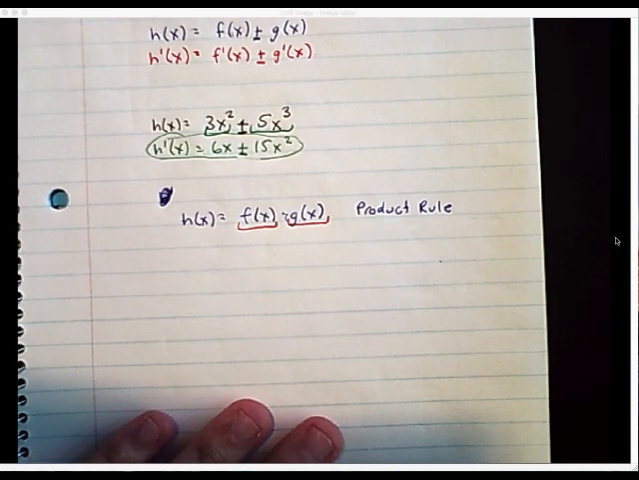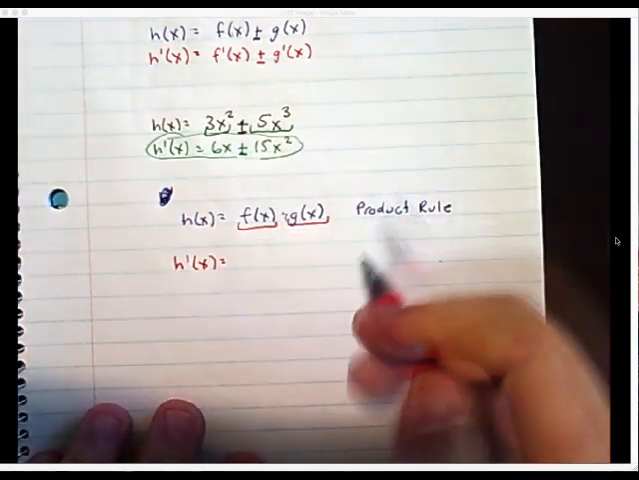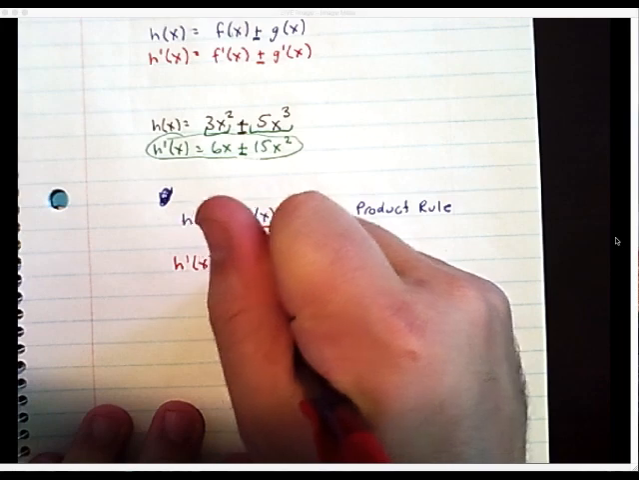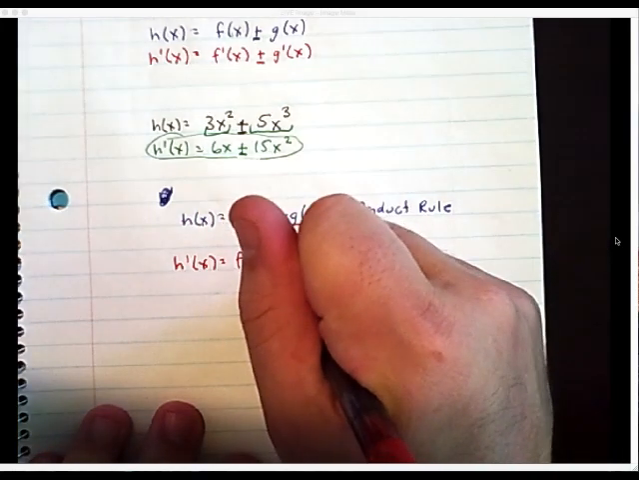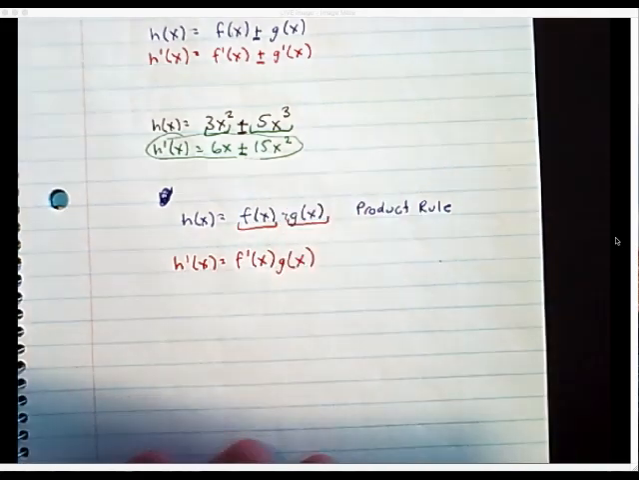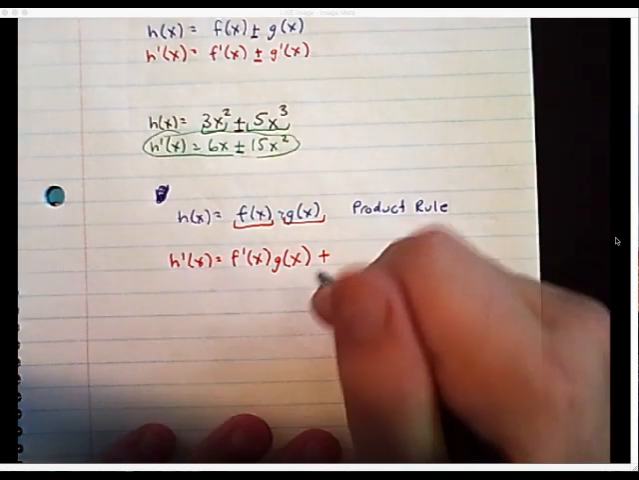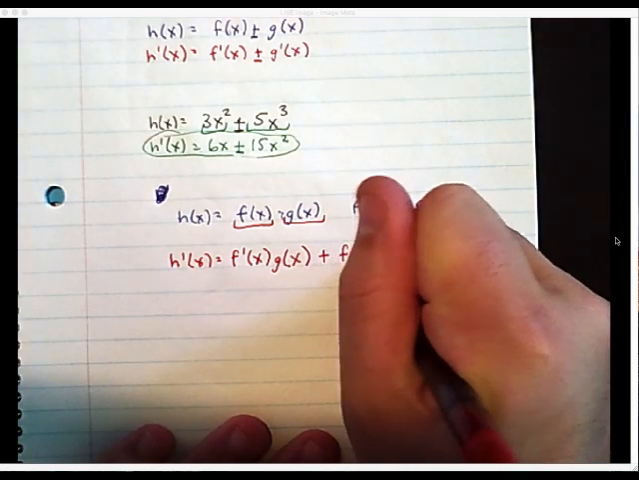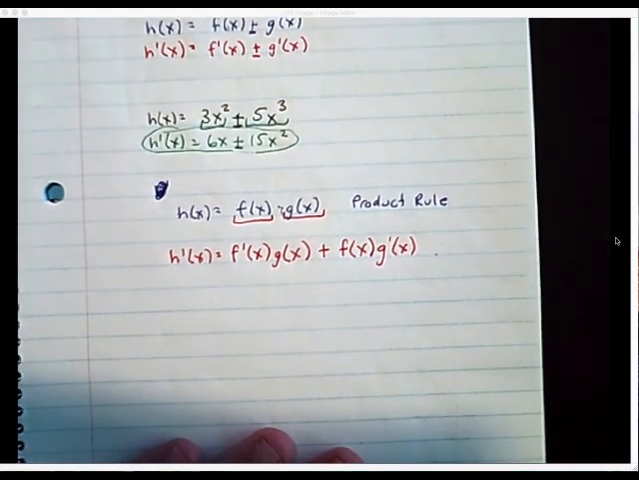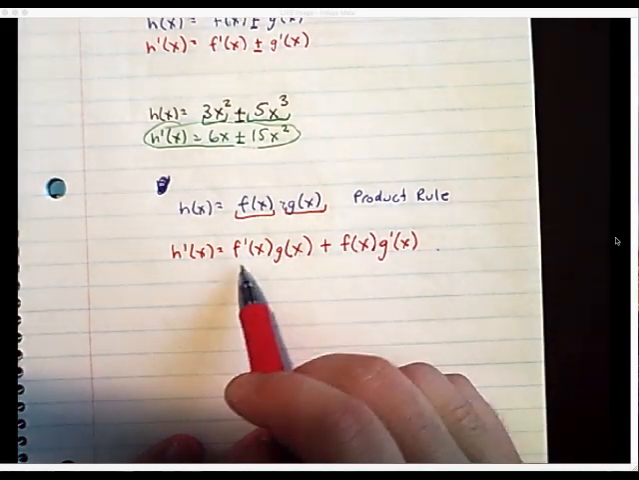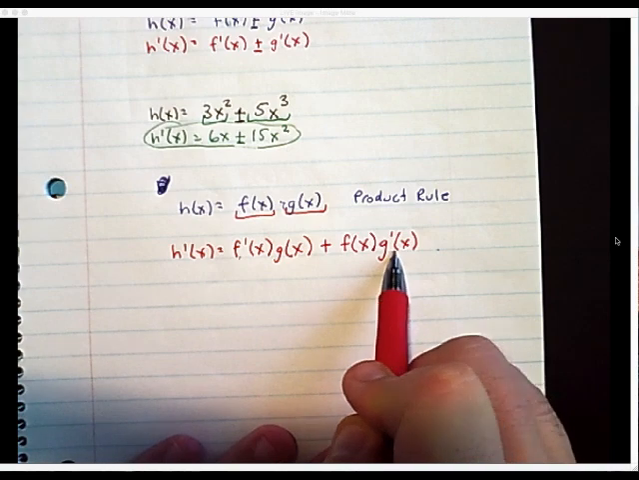And let me just tell you what that says. To find the derivative, here's what you do. You take the derivative of the first term, so you would call that f prime of x, times the second term, not the derivative of the second term, but just the second term, plus the first term times the derivative of the second term. So it's derivative of first times second plus the first times the derivative of the second.